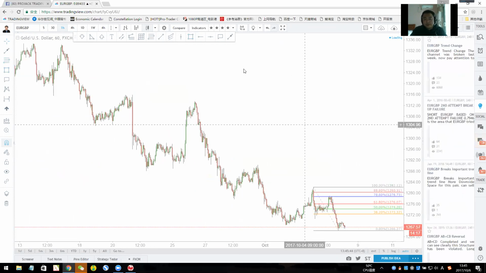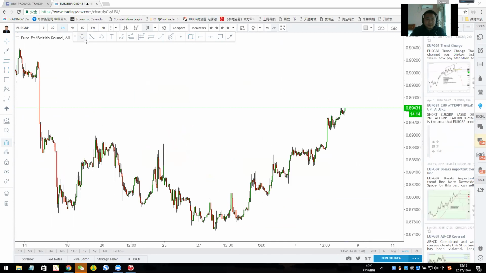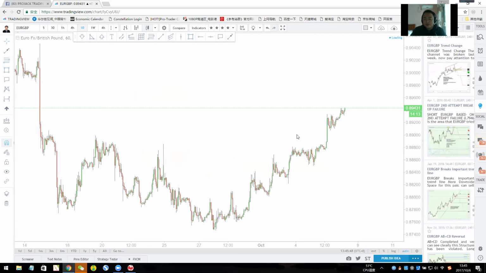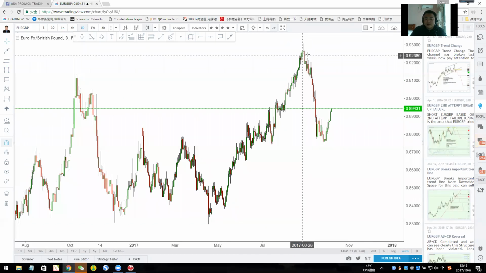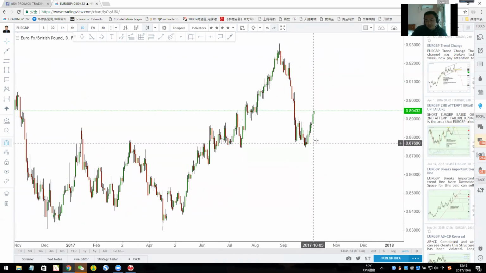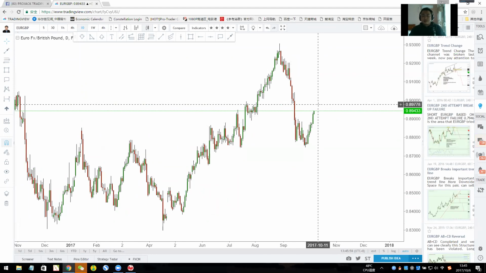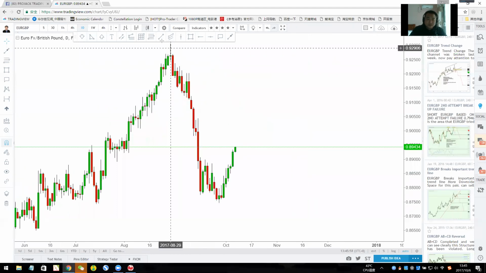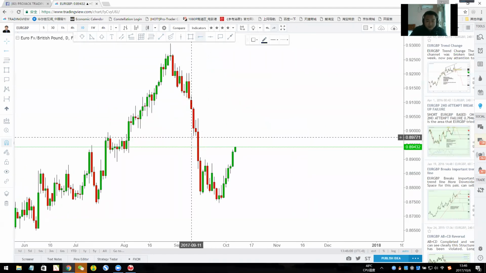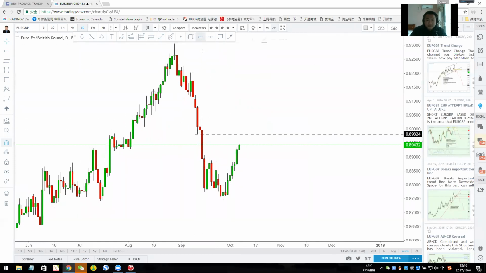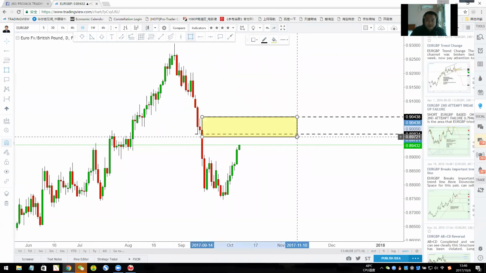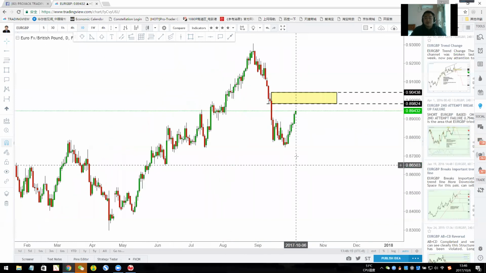Euro sterling. I think that is a good trade for the seller from 0.93 here. But you can see here the euro sterling rallies up a lot, right? So it may touch this zone, 0.889, 80 to 0.9043. So you want to become a seller when the price goes up here.